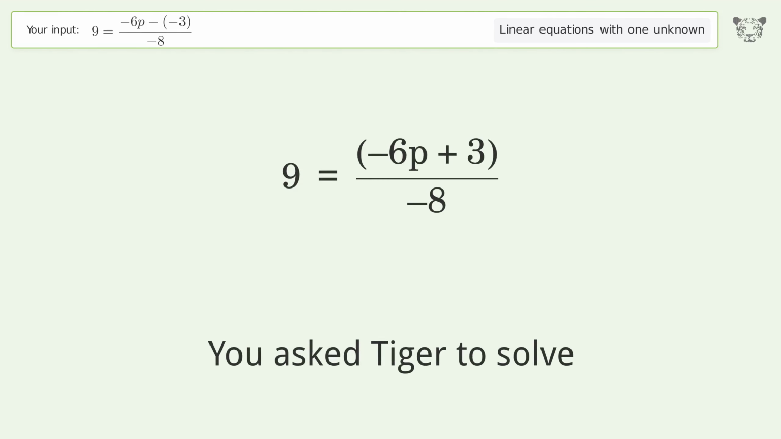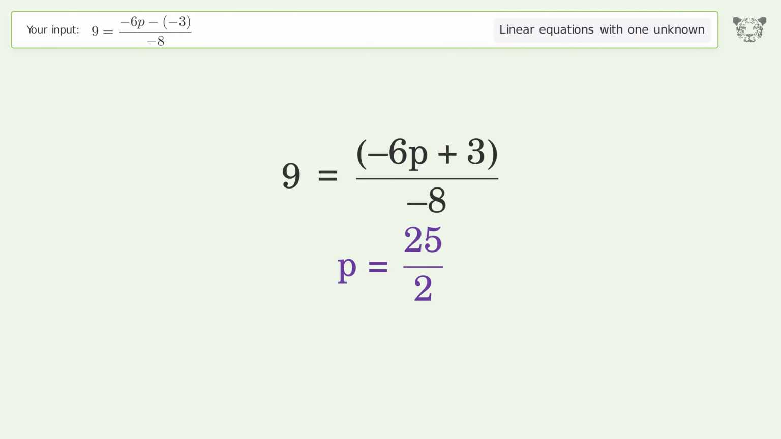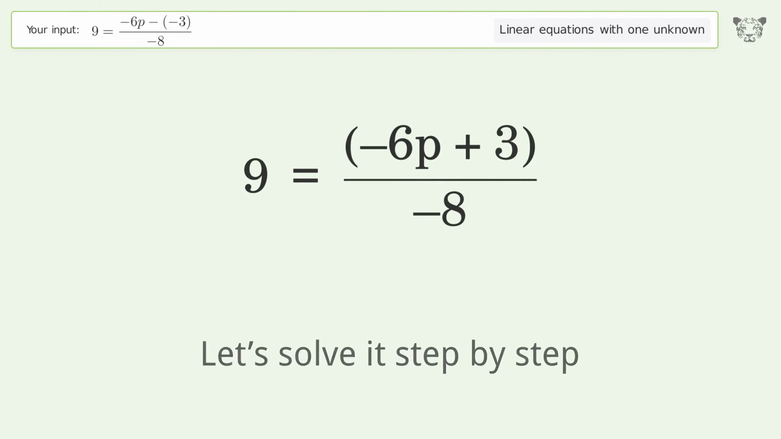You ask Tiger to solve. This deals with linear equations with one unknown. The final result is p equals 25/2. Let's solve it step by step.